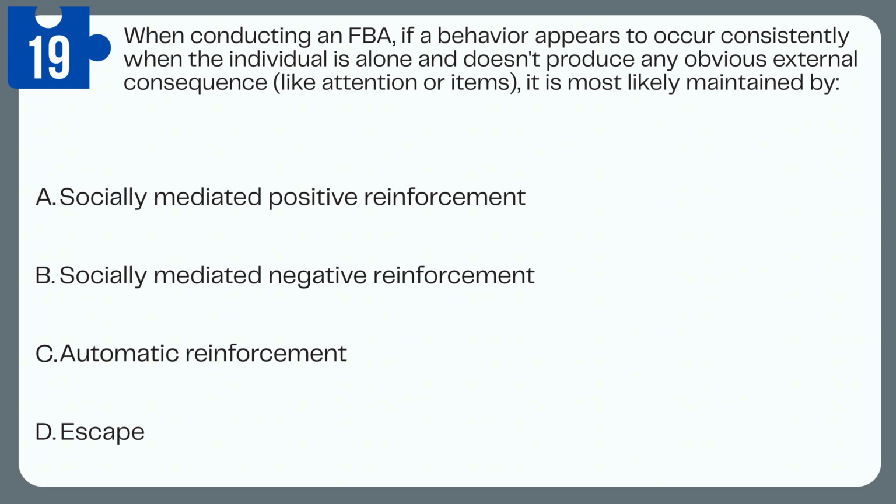Question 19. When conducting an FBA, if a behavior appears to occur consistently when the individual is alone and doesn't produce any obvious external consequence, like attention or items, it is most likely maintained by A. Socially mediated positive reinforcement. B. Socially mediated negative reinforcement. C. Automatic reinforcement. D. Escape.